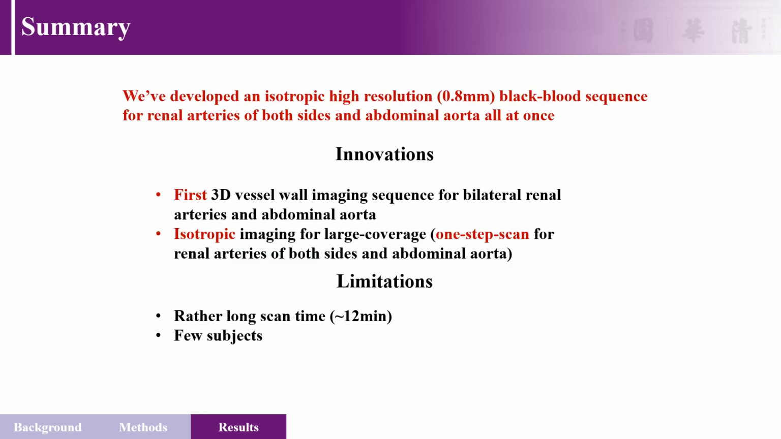In summary, we've developed an isotropic high-resolution black blood sequence for renal arteries of both sides and the abdominal aorta all at once. This is the first 3D vessel wall imaging sequence for bilateral renal arteries and abdominal aorta. Isotropic imaging for large coverage was achieved in this sequence. There are also some limitations. The sequence needs rather long scan time, around 12 minutes, and few subjects were enrolled in this study.